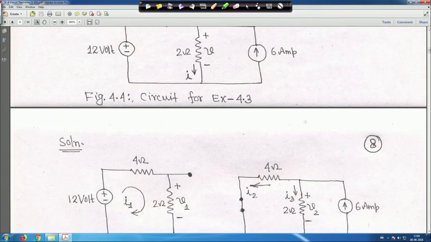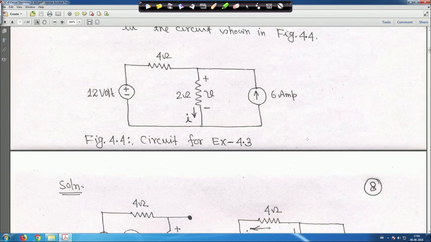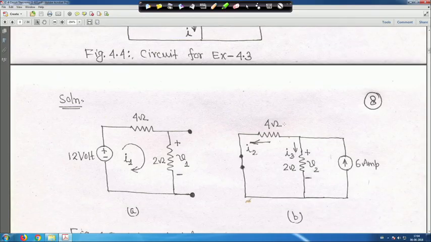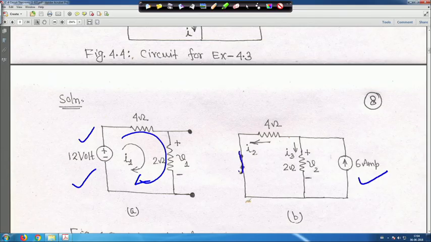When the current source, the 6 ampere source, is turned off, this is the circuit, and the current flowing through this branch is I1. Then, when the current source is there, the 12 volt voltage source is short circuited, one at a time. If it is a current source, it has to be opened; if it is a voltage source, it has to be shorted. At that time, the current taken for this branch is I3.